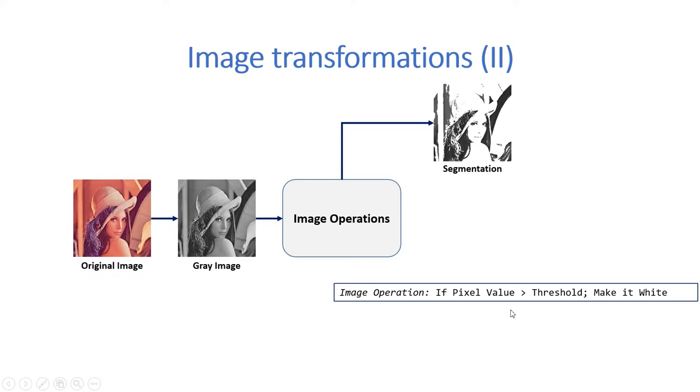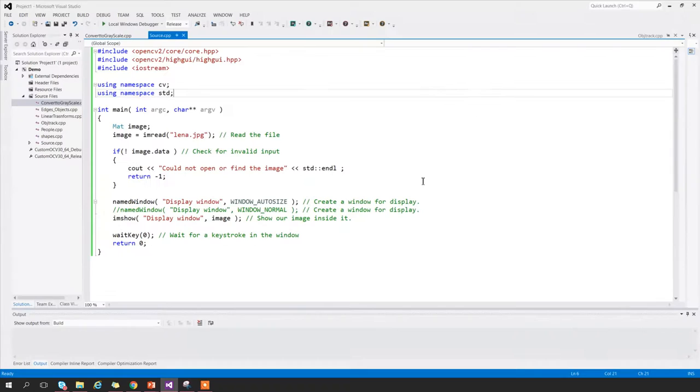So this is a simple thresholding process, and it gives this kind of a segmentation effect. Now let's look at this working with a Visual Studio project.